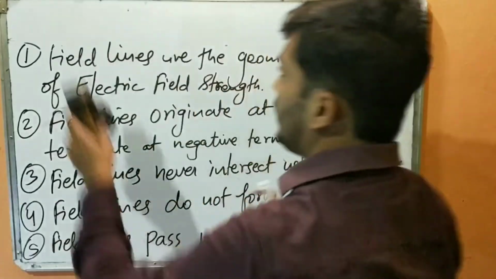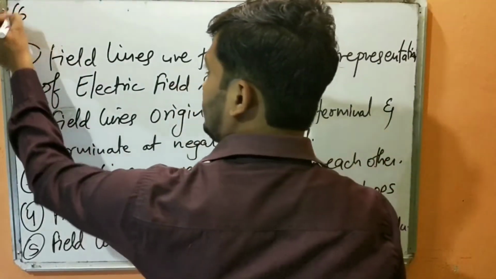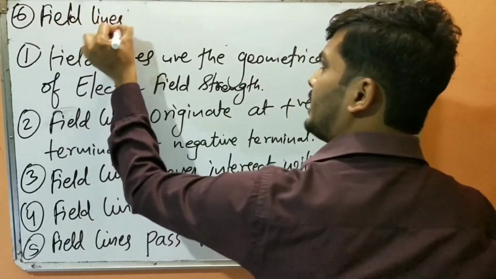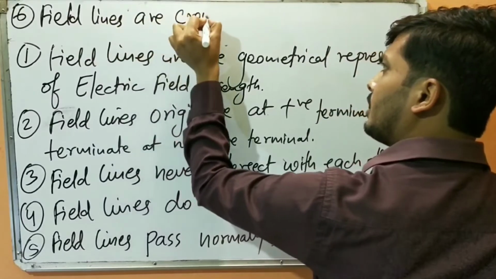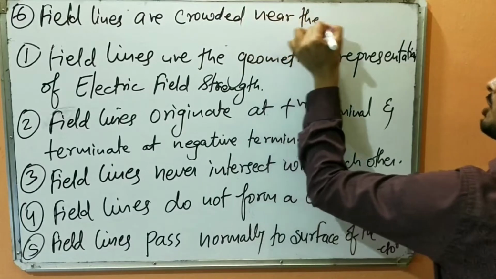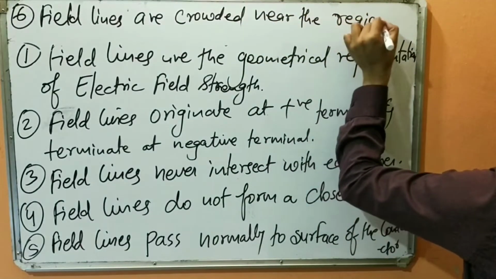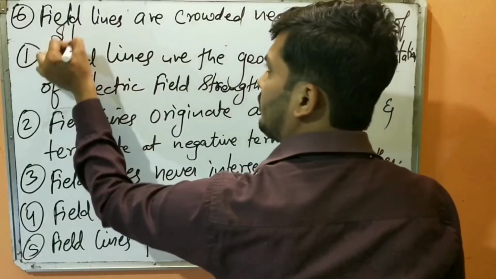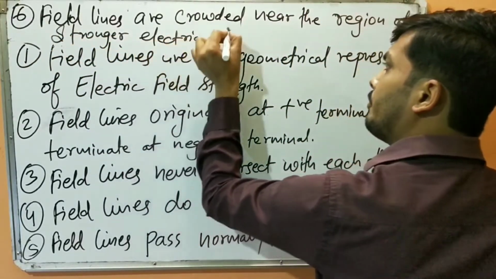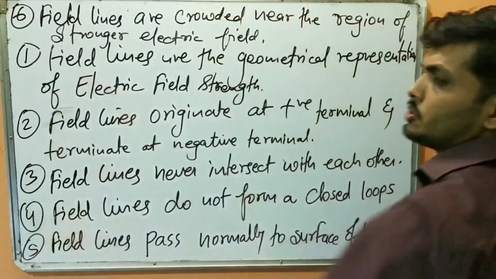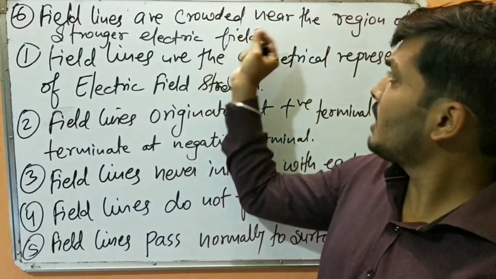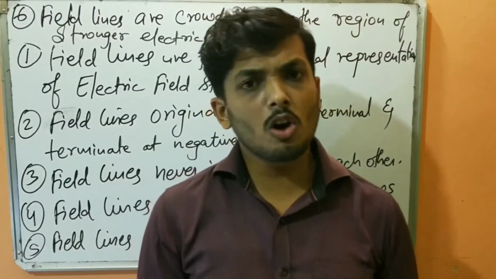Then one more property you can write here, sixth property. Electric field lines are crowded near the region of stronger electric field. So next property, electric field lines are crowded near the region of stronger electric field.